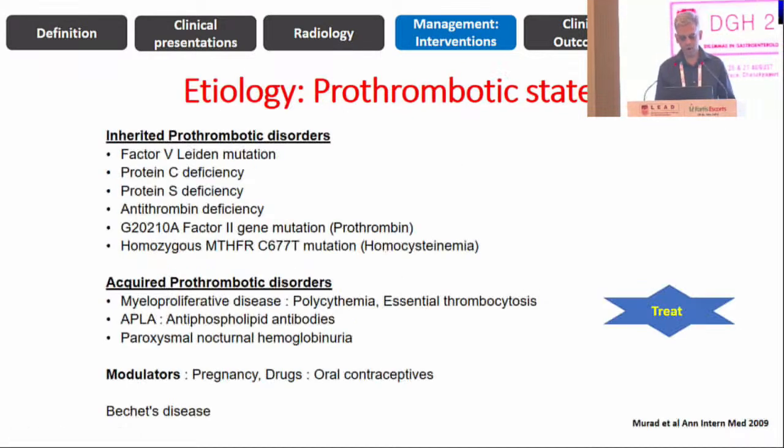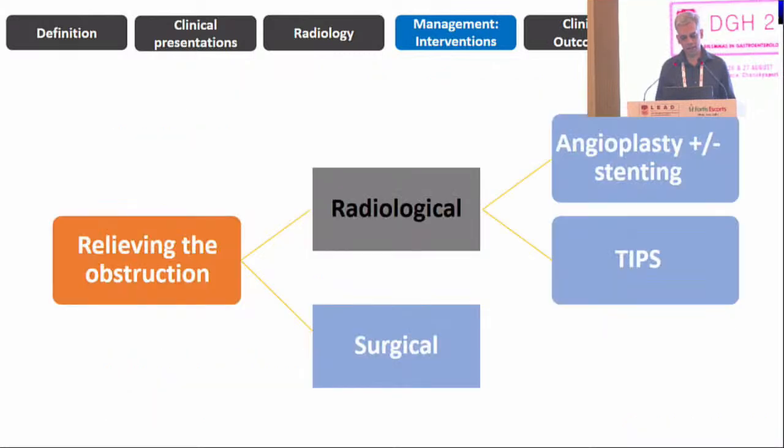Workup for prothrombotic states is important because you've got specific treatment for myeloproliferative disorders, APLA and PNH. Rest of them, it doesn't matter because you're going to treat them with anticoagulants. So whether they have it or not, the treatment doesn't differ. Behcet's is another predisposing factor. Do ask for history of pills. Pregnancy is something where, post-pregnancy or during pregnancy, you may have presentations of Budd-Chiari syndrome.